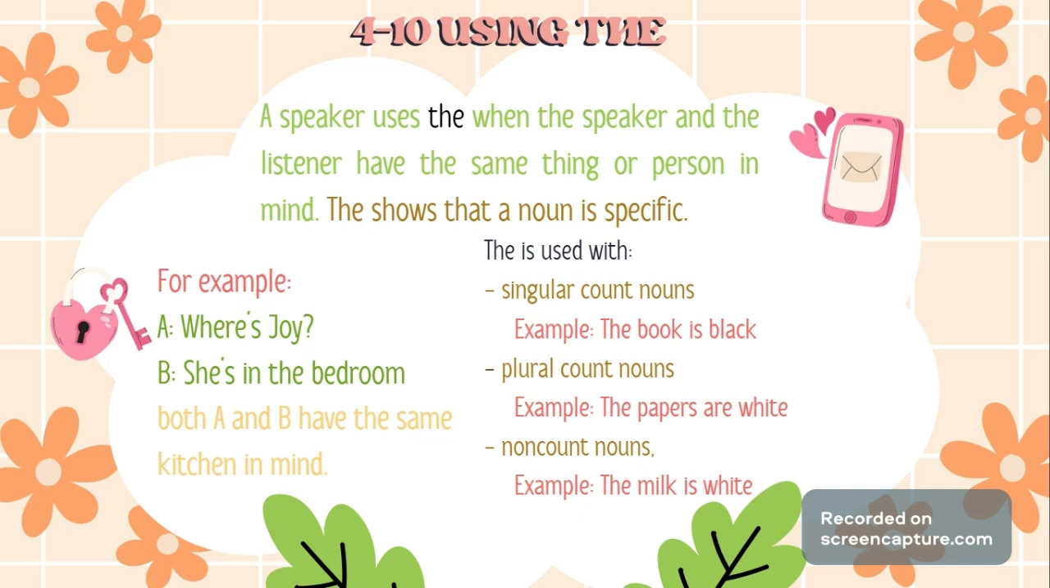And the is used with a singular count noun. Example: the book is black. Plural count noun. Example: the peppers are white. And non-count nouns. Example: the milk is white.